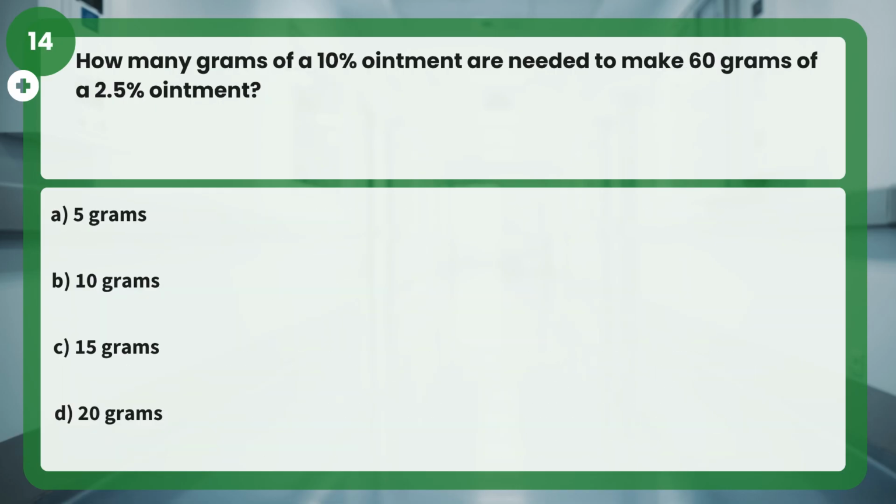Question 14. How many grams of a 10% ointment are needed to make 60 grams of a 2.5% ointment? A. 5 grams. B. 10 grams. C. 15 grams. D. 20 grams.